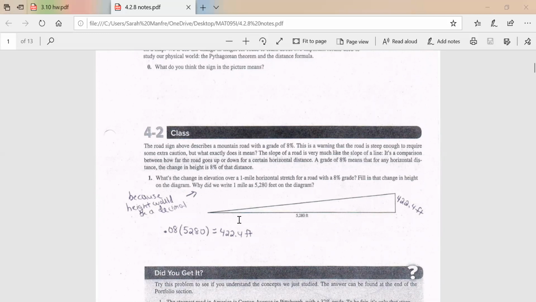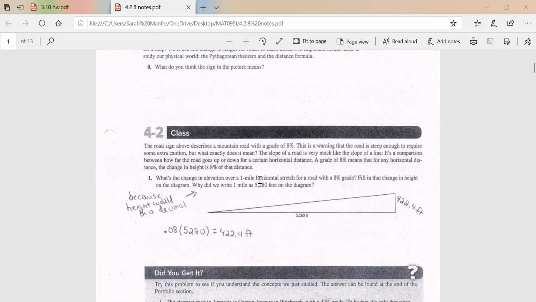This is a warning that the road is steep enough to require some extra caution. But what exactly does it mean? The slope of the road is very much like the slope of a line. It's a comparison between how far the road goes up or down for a certain horizontal distance. A grade of 8% means that for any horizontal distance, the change is 8% of that distance.